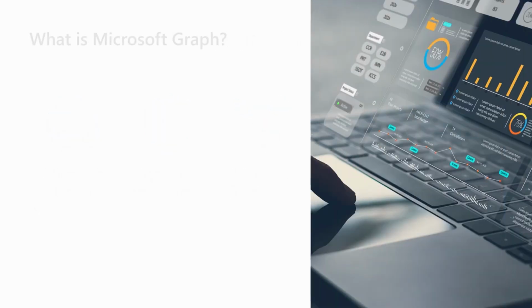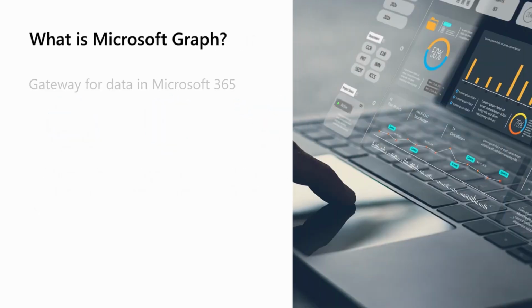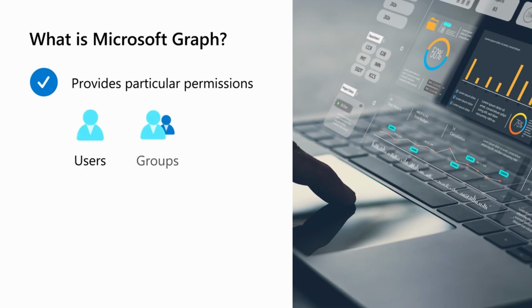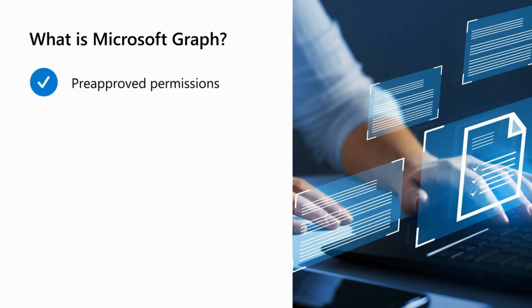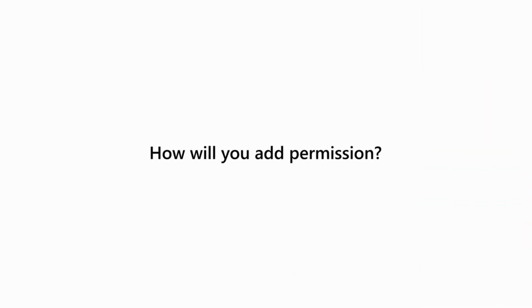Let's recall. You have studied that Microsoft Graph is the gateway to data and intelligence in Microsoft 365. It exposes granular permissions that control resource access, like users, groups, and emails. When users sign into the app, an administrator can approve the permissions to access resources and APIs. But when you install an app, an administrator can pre-approve the permissions if the app doesn't take a signed-in user. Once you install an app, how will you add permission?